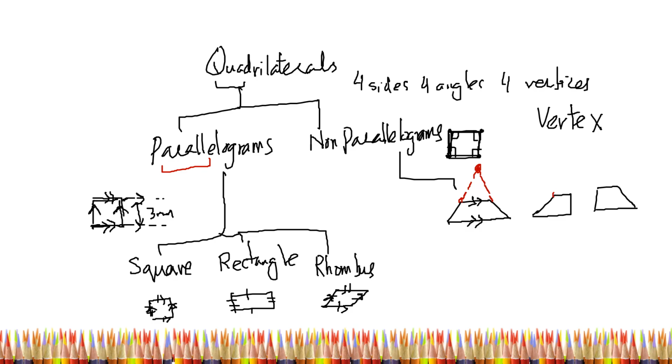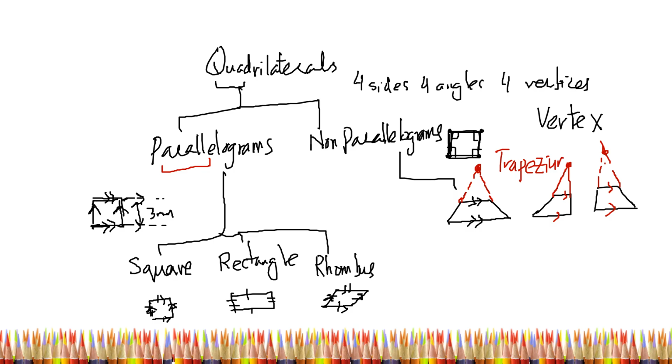Now if you look at this one, if you extend this line, they are gonna meet somewhere. Same is the case here. If you will extend this line, they are gonna meet somewhere. So if they are meeting, then that means those two lines are not parallel. But if you look at these two lines, they are parallel. So this is what trapezium is.